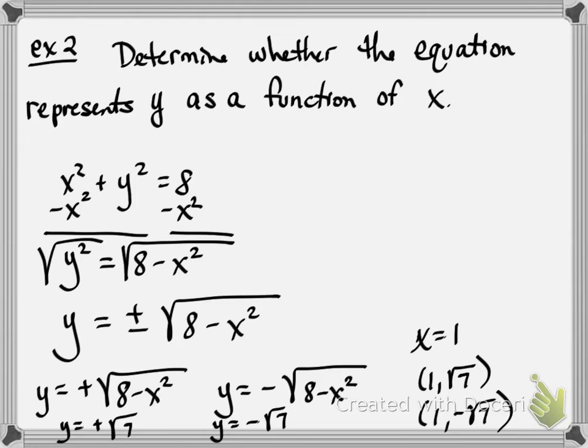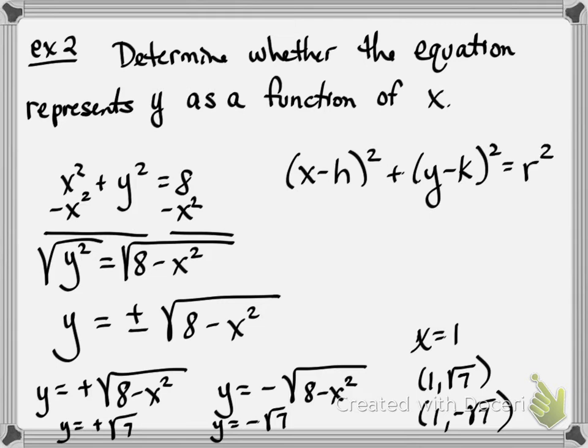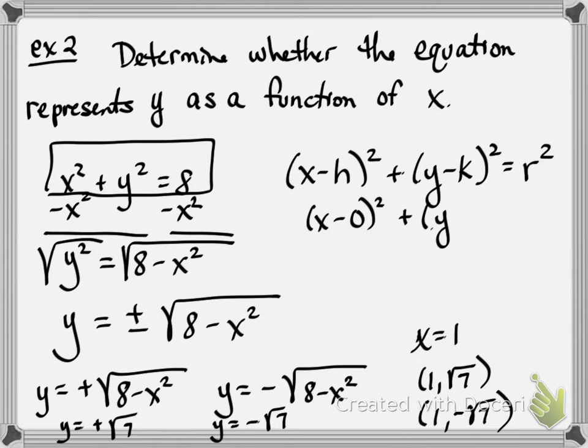This is actually a circle. I don't know if you remember that or not. A circle formula is (x minus h) squared plus (y minus k) squared equals r squared. This is a circle centered at (0, 0), because it's really like x minus nothing squared, because it's just x squared.